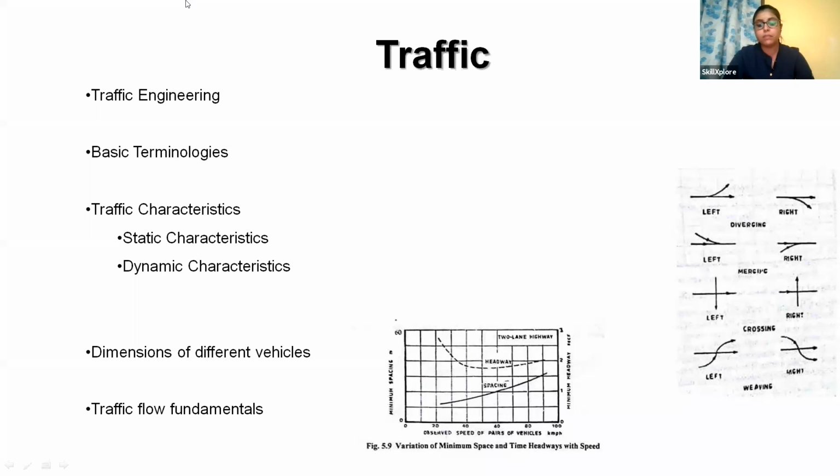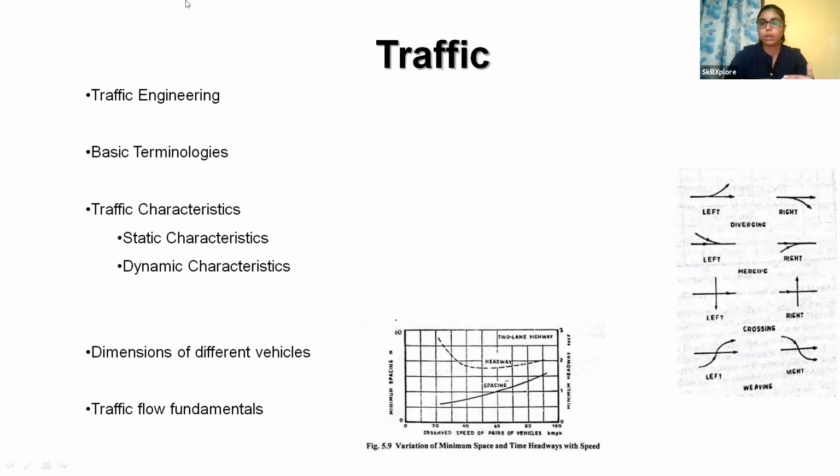Traffic volume means the number of vehicles moving in a specified direction on a given lane or roadway that pass a given point or cross section during a specified unit of time. Just that: a number of vehicles passing a particular point in a specified unit of time. That is known as traffic volume. And traffic capacity means the ability of the road to carry the number of vehicles. That is known as traffic capacity.